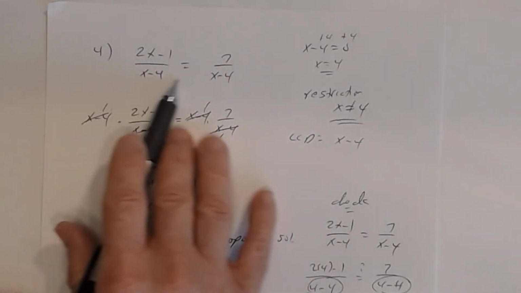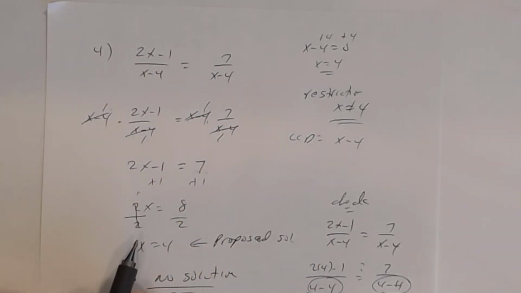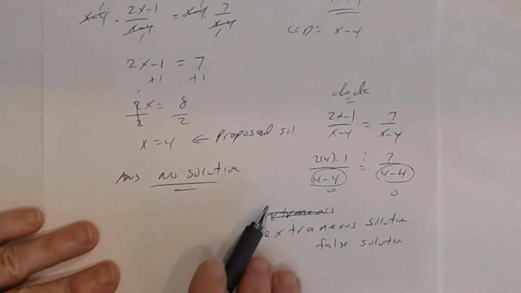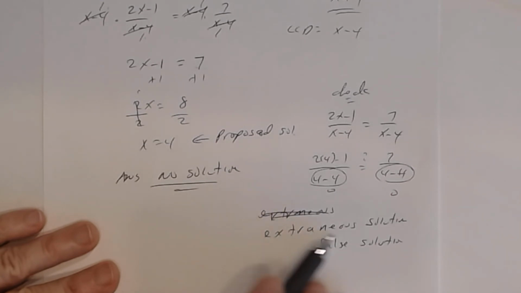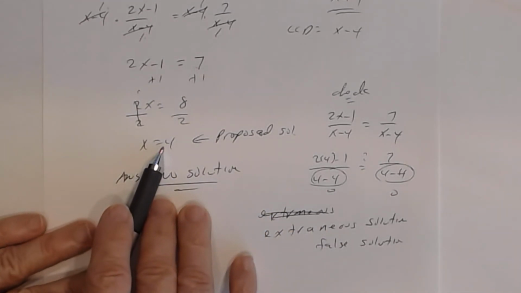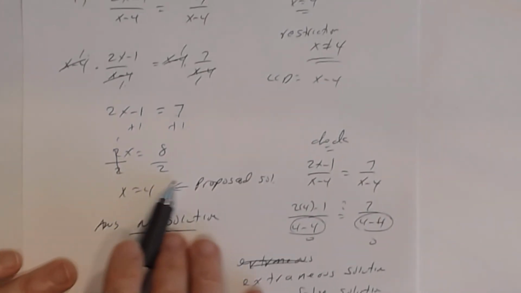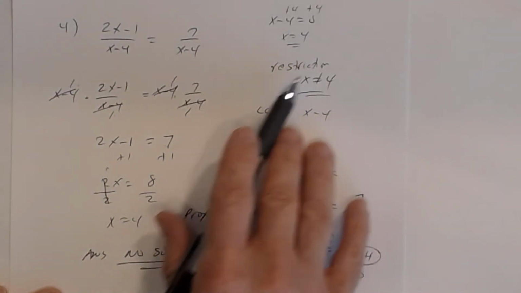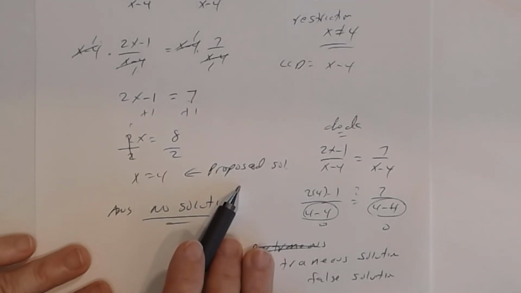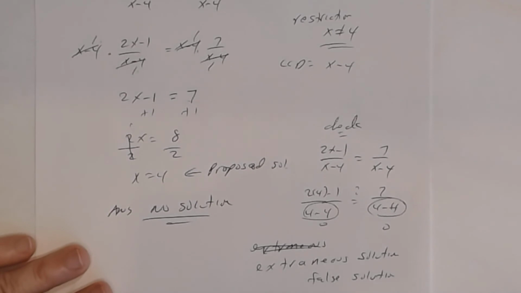This has variables in the denominator. This does not have any variables. So that's a false solution. So don't say your solution is extraneous. You just say no solution here because that was the only proposed solution, and that proposed solution was our restriction. So there's nothing else, no other proposed solutions to look at. So you say no solution.